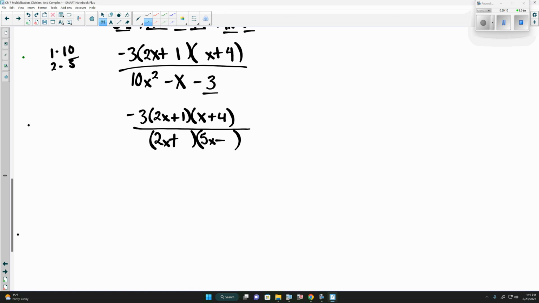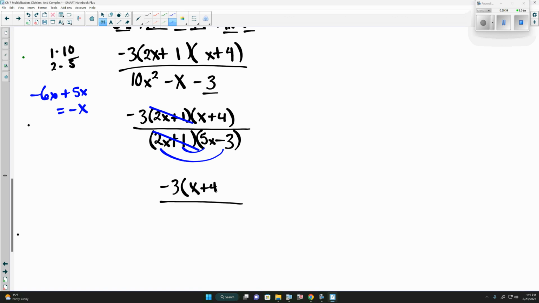And the only factors of 3 are 1 and 3. And this is the setup we want to get something to be similar. And if we checked it to make sure, 2x times negative 3 is negative 6x. 1 times 5x is plus 5x, which does give us a negative x. But it also tells us that these two cancel, telling us that we have negative 3 times x plus 4 over 5x minus 3.